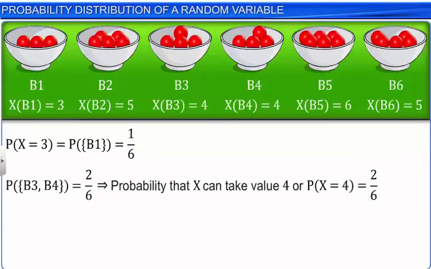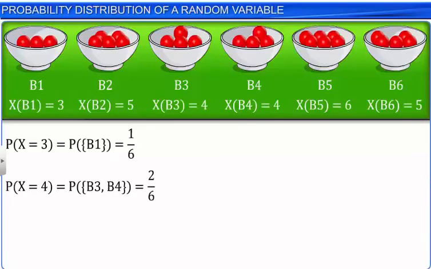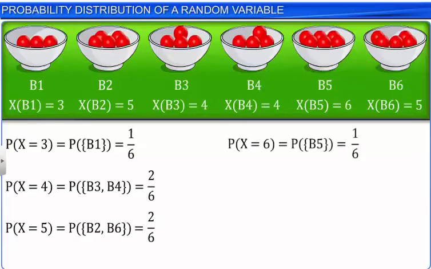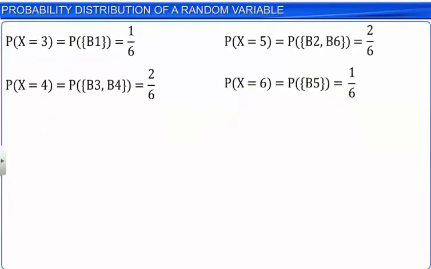In other words, the probability that X can take the value 4 is equal to the probability of selecting a bowl with 4 marbles, which is equal to 2/6. Similarly, the probability that X can take the value 5 is equal to the probability of selecting a bowl with 5 marbles, which is equal to 2/6, and the probability that X can take the value 6 is equal to the probability of selecting a bowl with 6 marbles, which is equal to 1/6. Let's arrange the values of the random variable X and the corresponding probabilities in tabular form as shown here.